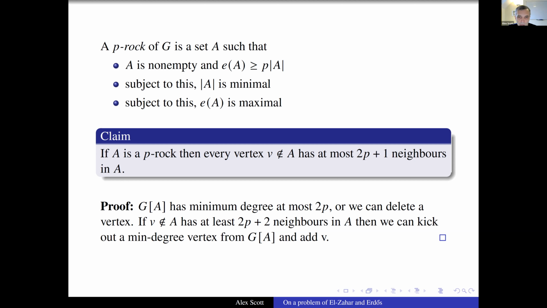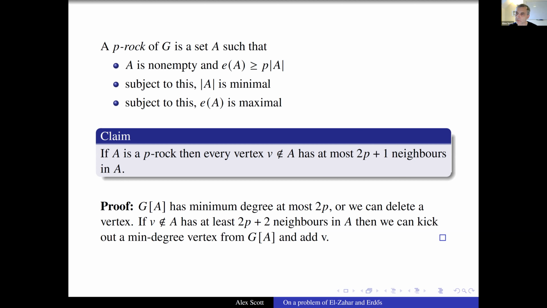Now, that kind of sounds like a nice picture. Just a little caveat. 2p plus 1 neighbors, so a p-rock doesn't need to be terribly big. So you could have a vertex outside that sees almost all of the p-rock. If your p-rock has lots and lots of vertices, much more than p, then vertices outside only see a small fraction of it. So we've just got that there's at least some absolute bound on how many vertices in a p-rock a vertex outside can see.